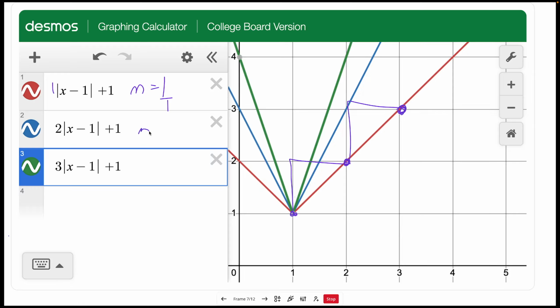For the second one, the slope is 2 over 1. So that would be the green or the blue line. So for the blue line, we go up 2 over 1, and here's our blue line, okay? And similarly, this is 3 over 1, so this is up 3 over 1. All right, so the number in the front tells you the slope of your lines.